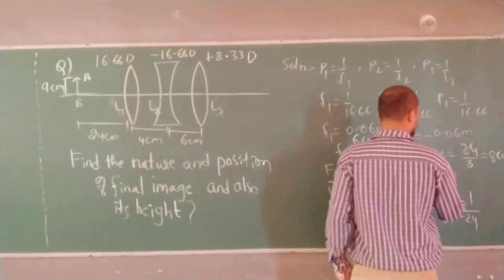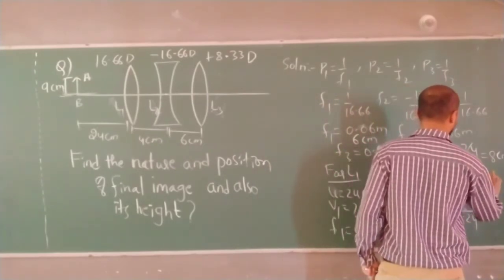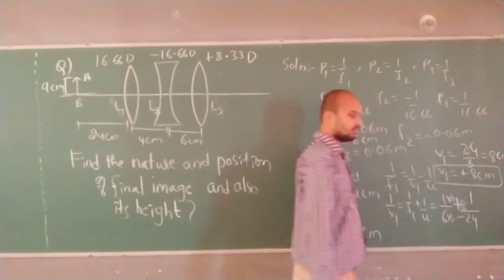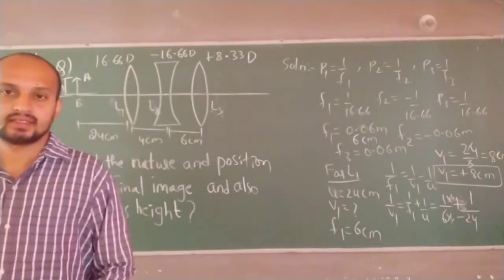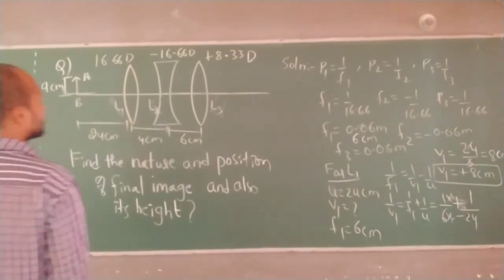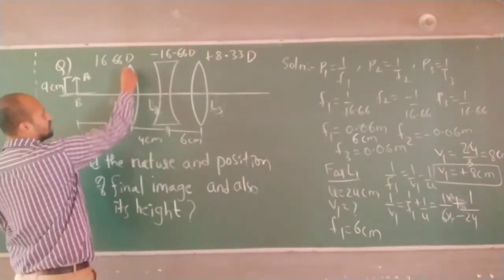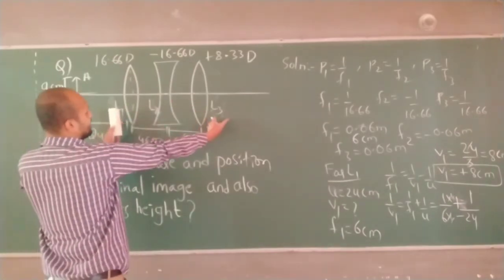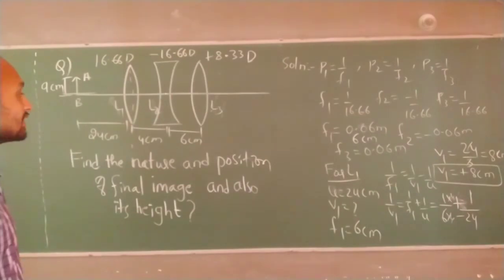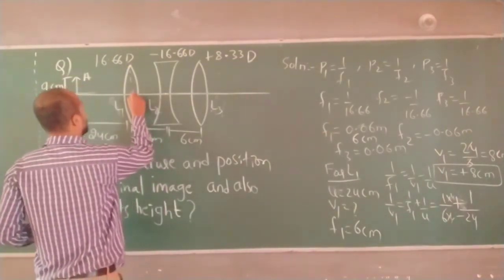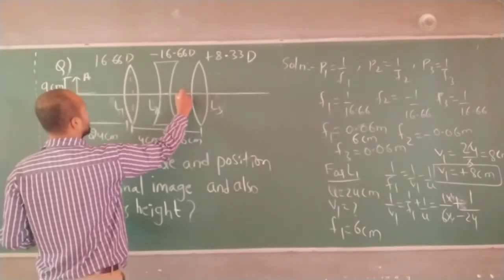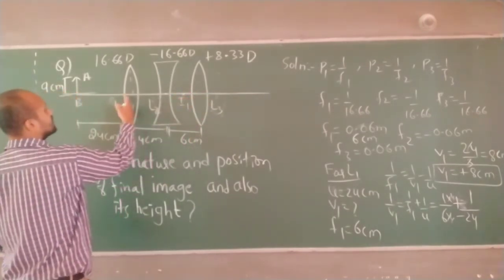V1 is equal to plus 8 centimeter. So you can see that from this lens, 8 centimeter on this side the image is formed. About this is 4, this is 6, means somewhere here the image I1 is formed.